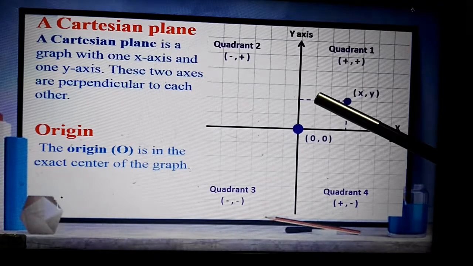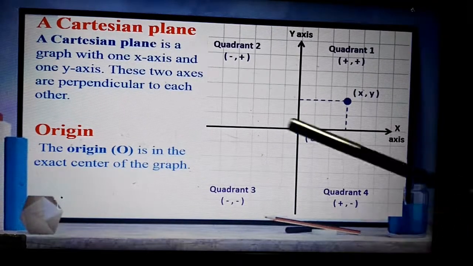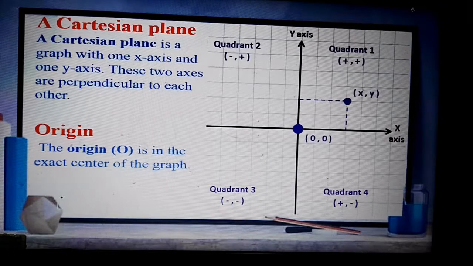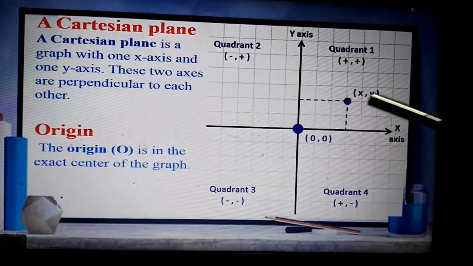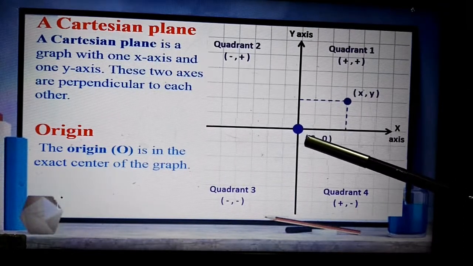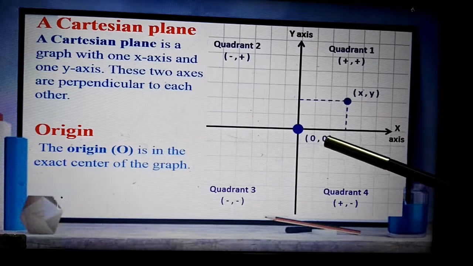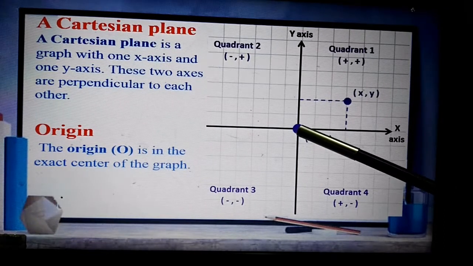They have a right angle. The origin O is in the exact center of the graph. This is the origin, the center point. Here the origin coordinates are 0, 0. On the x-axis the point is 0 and on the y-axis the point is exactly 0 here.